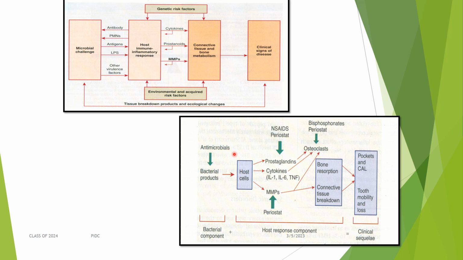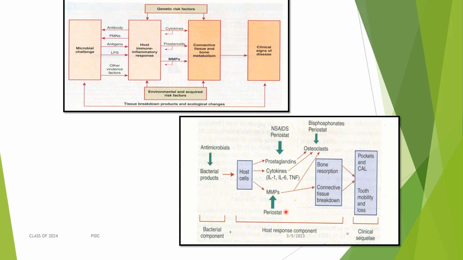So one is when prostaglandin is increased, that is PGE2 especially. So you can give NSAIDs or periostat as an agent to control the prostaglandins. Cytokines, you can give anti-cytokine drugs, or cytokines have an effect on osteoclast. When osteoclast gets activated, there is going to be bone resorption. So indirectly, we can give bisphosphonates or periostats so that they suppress the effect of osteoclast.